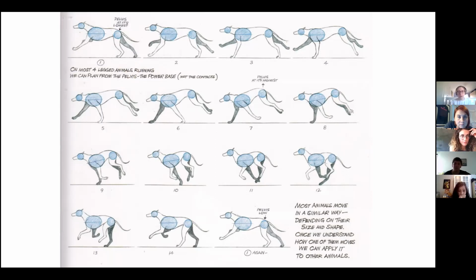A lot of the energy comes from the pelvis, whereas the chest is almost in the same place. It moves, but it doesn't have the energy. All the energy comes from the pelvis and the back legs.